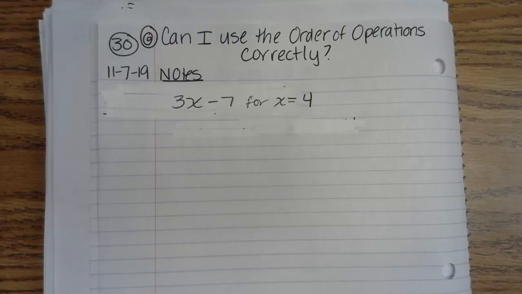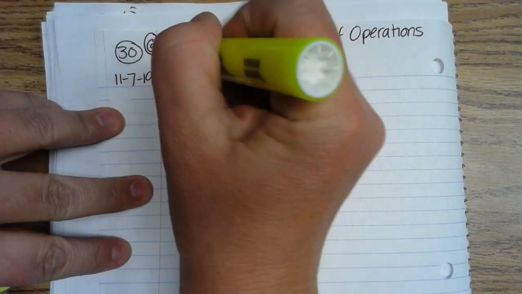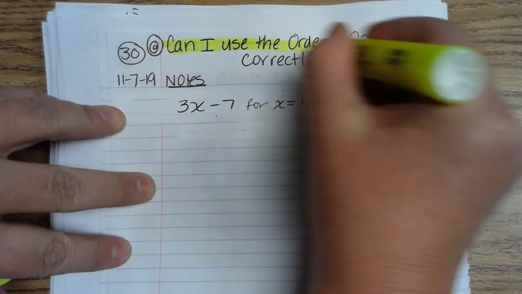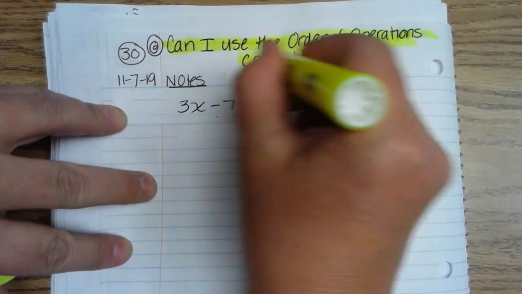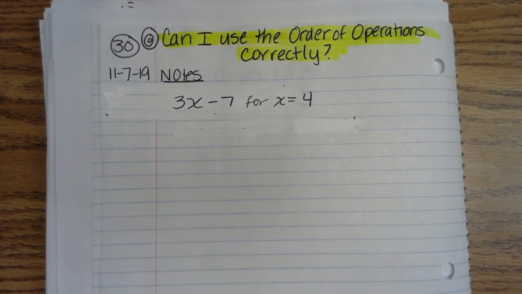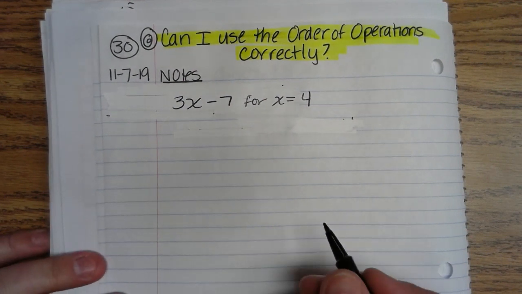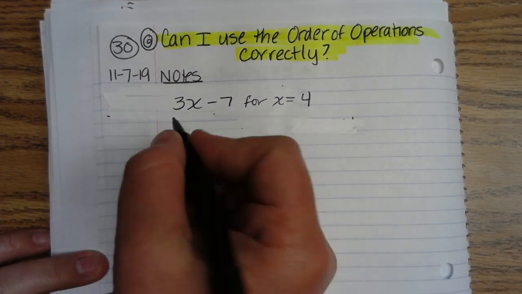Looking at what we're going to practice today, we're practicing to see if we can use that order of operations correctly. So that's our learning target for this lesson. We're also practicing doing some substitution. So our first problem that we have is 3x minus 7 for x equals 4.